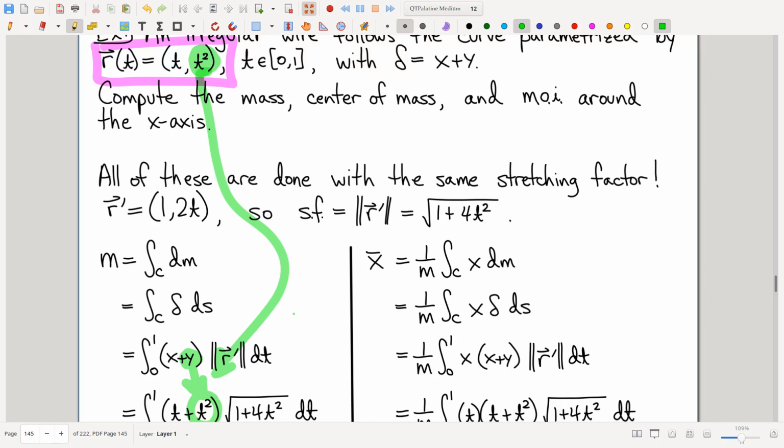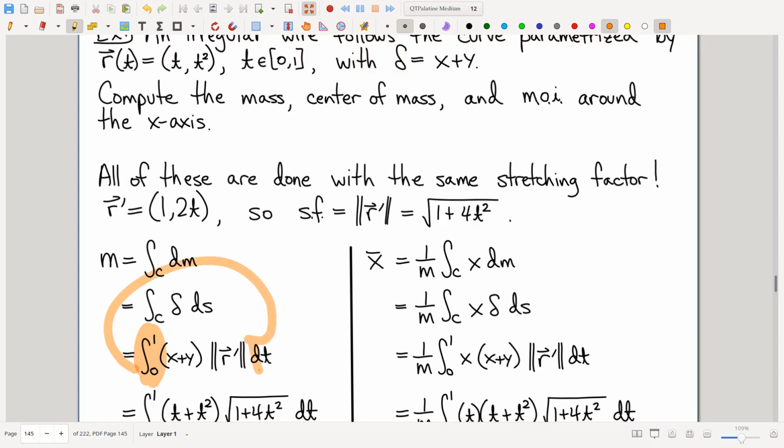Okay. All right. Next question. How did I know that the bounds were going to be 0 to 1? Well, because those bounds represent the range of values of the variable for the integral, namely t. And so what's the range of values of t? Well, it says so right here in the parameterization, right?